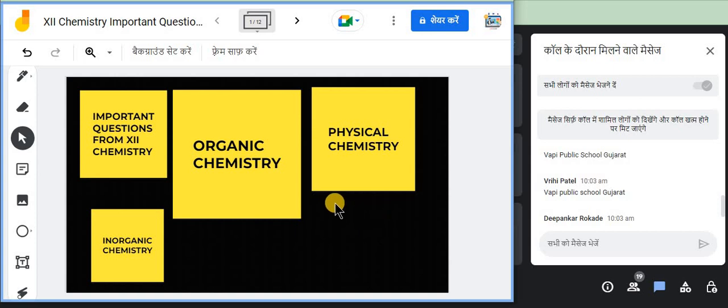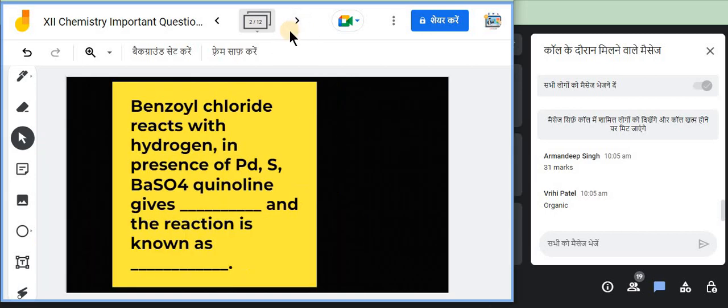Can I know which is the maximum component in the +2 chemistry exam? Yeah, absolutely right. Organic. Organic is the component which is very, very important for us. So let us move. Now I am moving straight to the questions. We will try to figure out what the answers are.